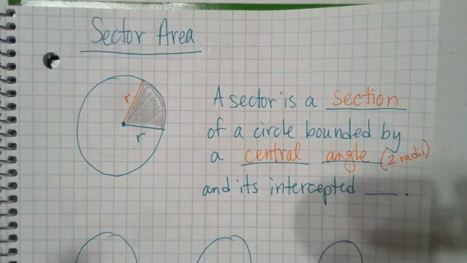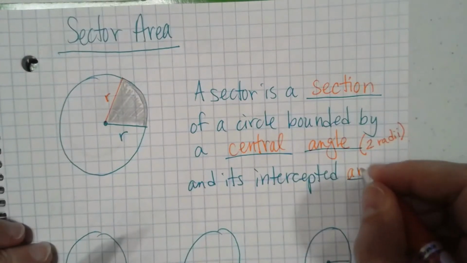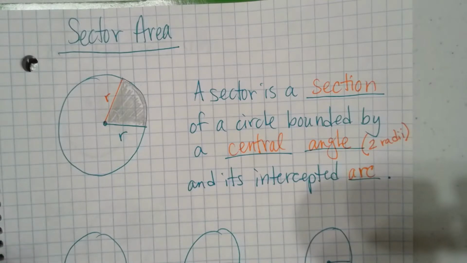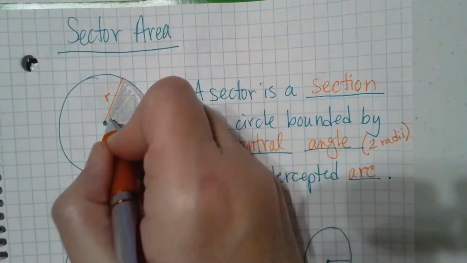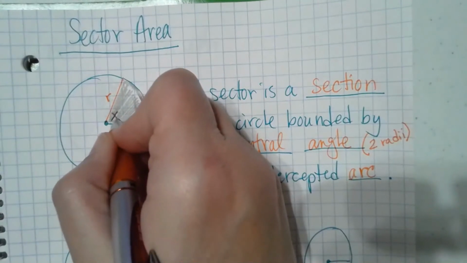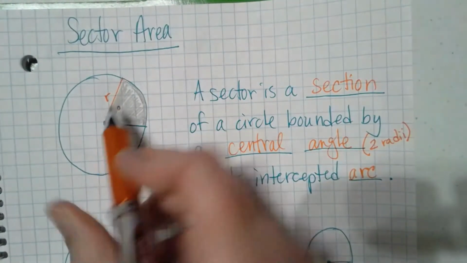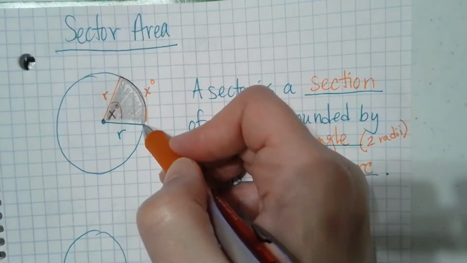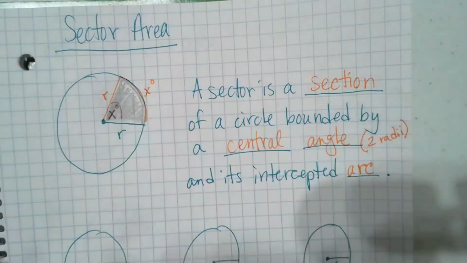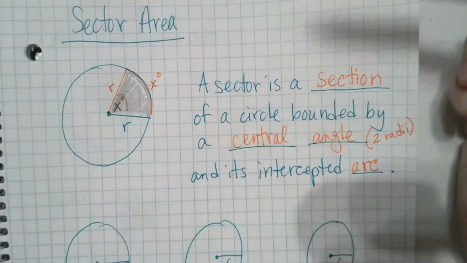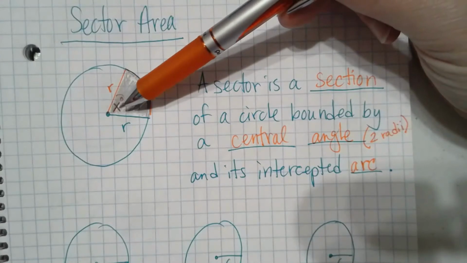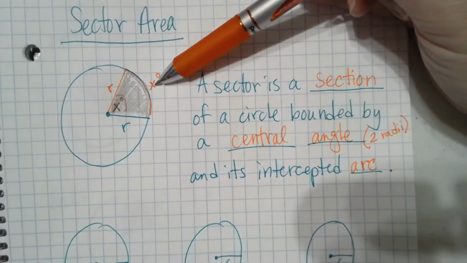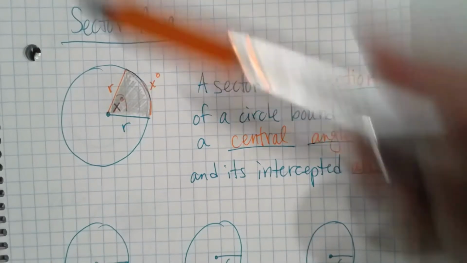So this is called our intercepted arc, which is the arc that forms that angle. Okay, so just a real quick reminder, this central angle in here is going to be the same as our angle out here on the circle. The arc and the angle are the same. So in the problems that you're going to see for this, they could give you that angle inside or outside along the edge of the circle. Either one, it's going to be the same value.